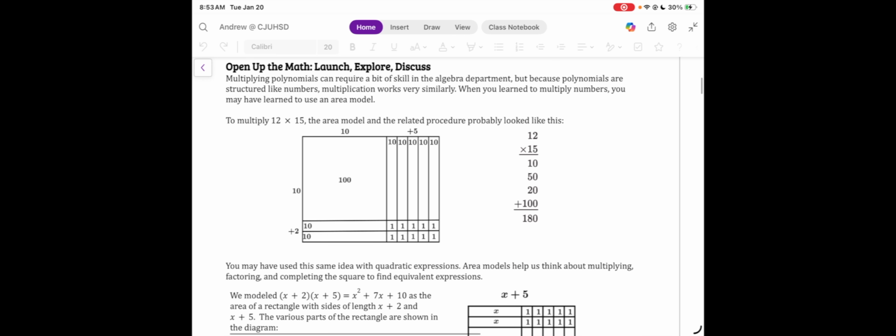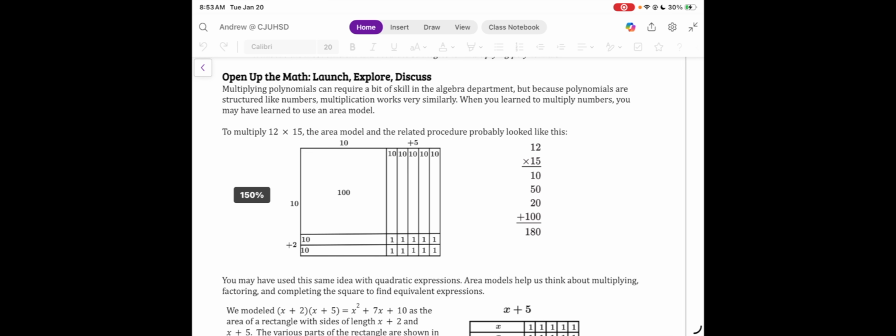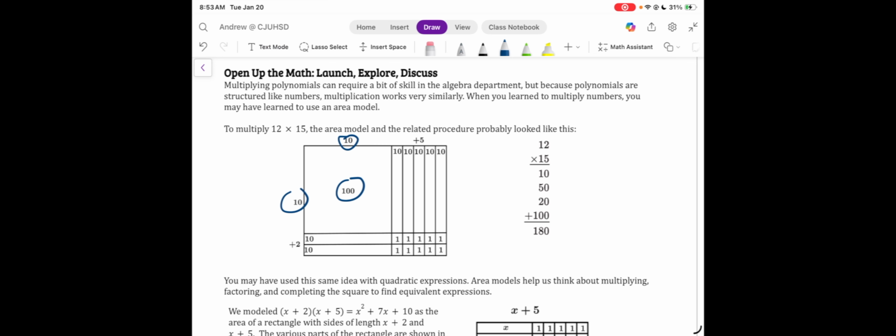So let's start. It says multiplying polynomials can require a bit of skill in the algebra department, but because polynomials are structured like numbers, multiplication works very similarly. When you learn to multiply numbers, you may have learned to use an area model. So here's an area model that's pictured, and basically each rectangle is just the length times the width. So 10 times 10 is what's giving us 100, and you can see there's a tally here on the side of all the different numbers that you would get to add up to 180, 12 times 15.